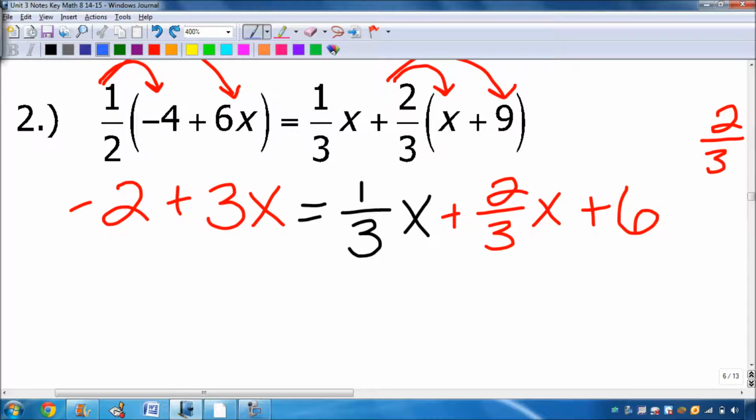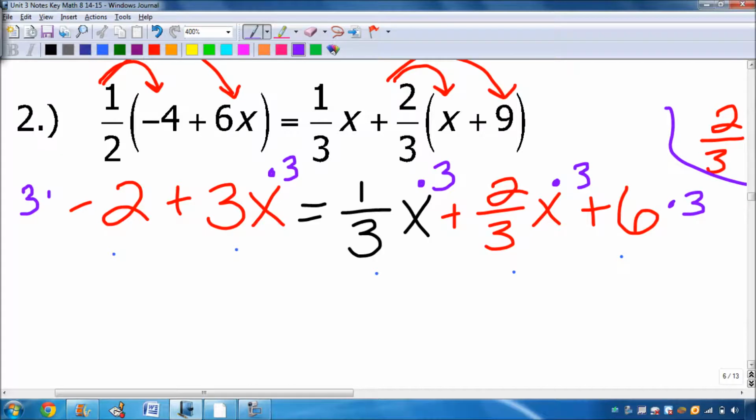And remember, what separates my terms are addition and subtraction signs. So I have 1, 2, 3, 4, 5 terms, which means I'm going to have to multiply by 3 5 times. All right? So I'm going to multiply this by 3, this by 3, this by 3, this by 3, and this by 3. Okay?